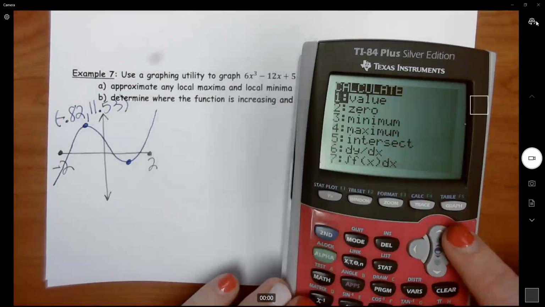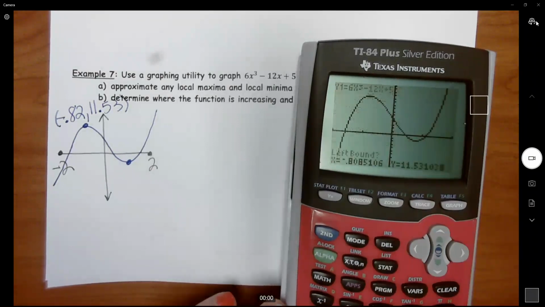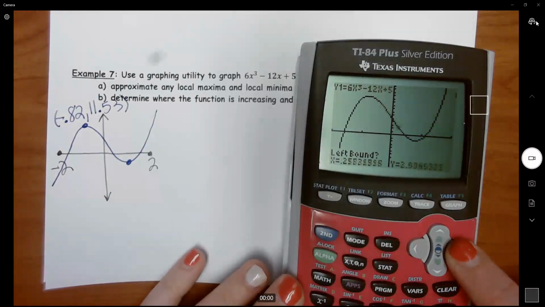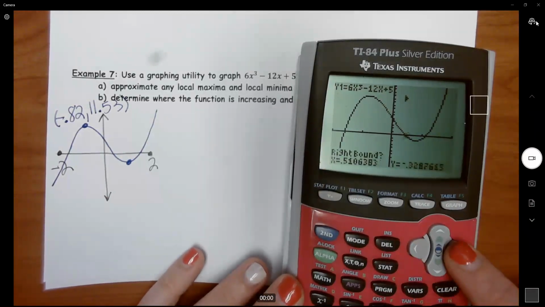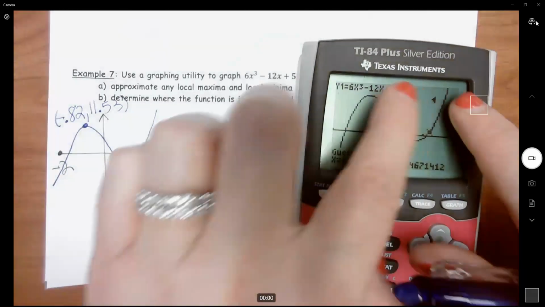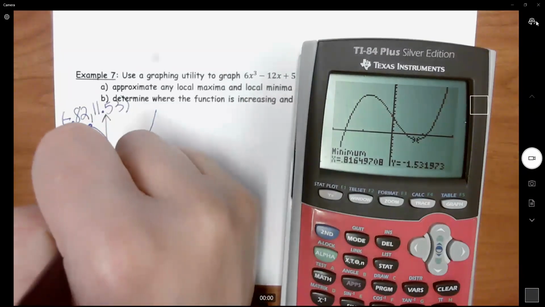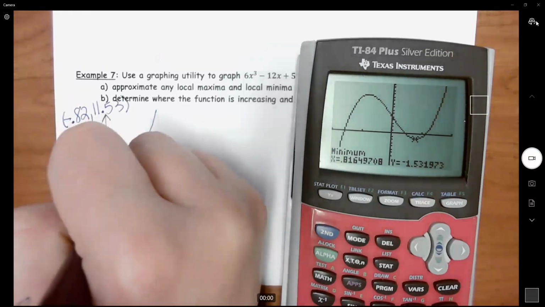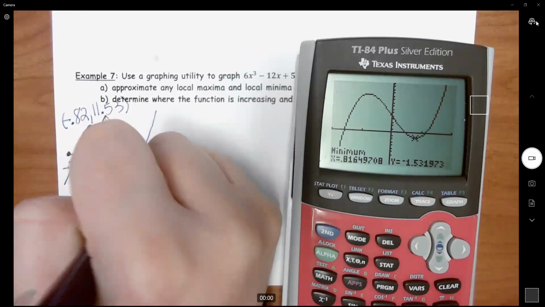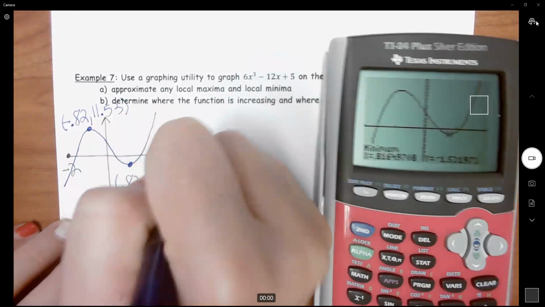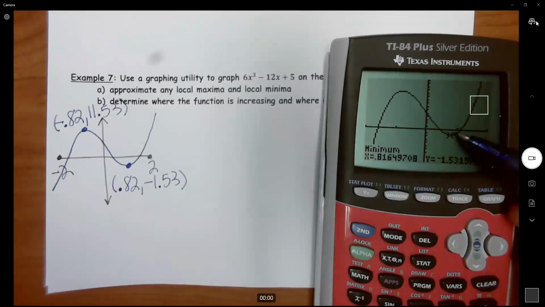And then I'm going to do second calc and hit 3 for my min. And I'm going to come over here and get the left bound of my min. Then I'm going to go to the right. I can see, yep, that's around it. And here's my min at 0.82, comma -1.53.